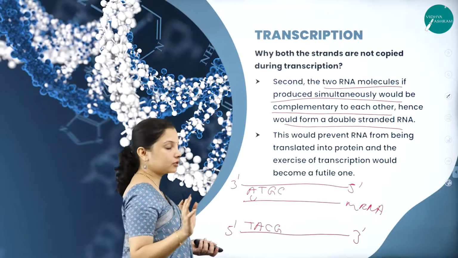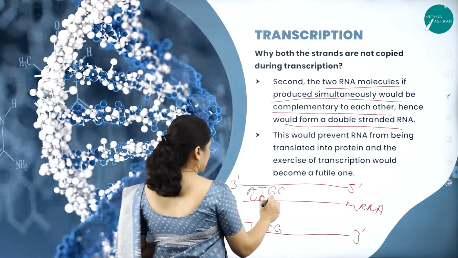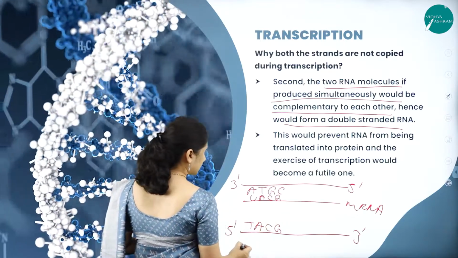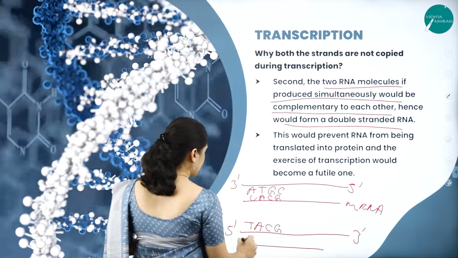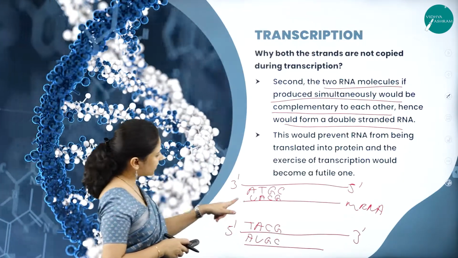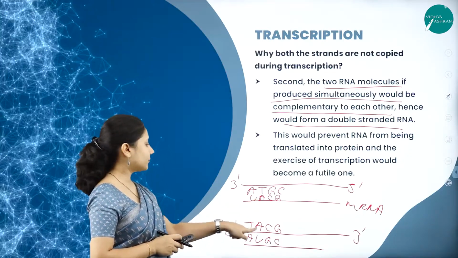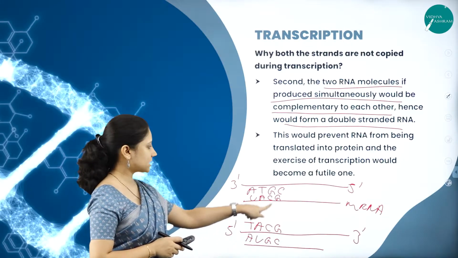If it gets formed, what will happen? I'll just show you. So here it will be A, then we have C and we have G. Next here again we have A, U, G, C. Now if you see here, U is complementary to A, right? A is complementary to U, C for G, G for C.